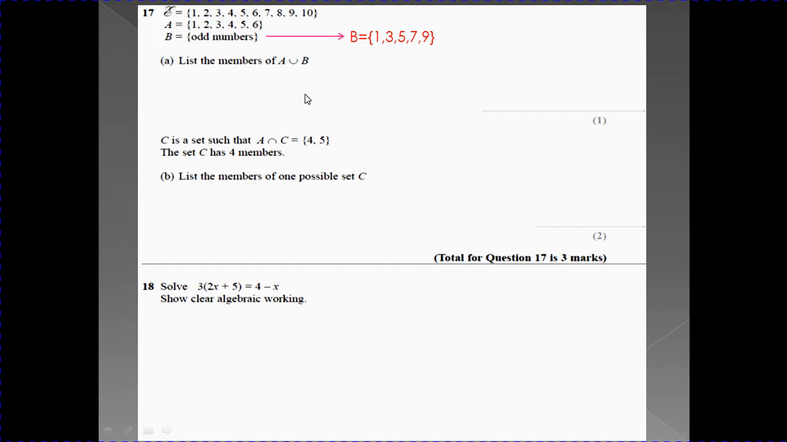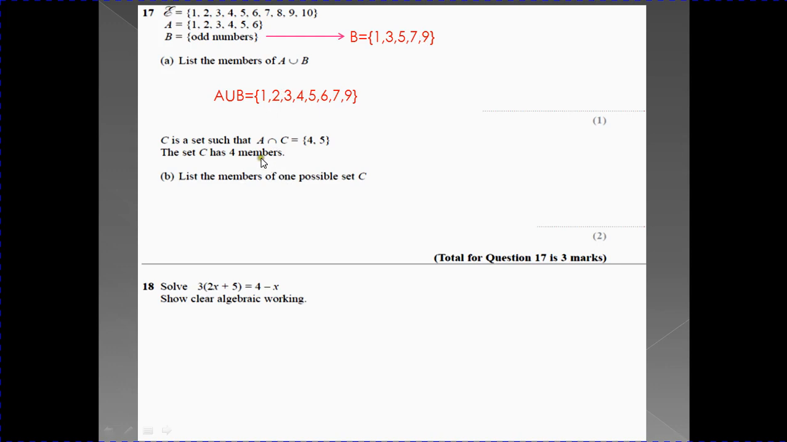Then he wants to get A union B. Then you must put all elements of A and B, but don't repeat elements. Then here it will be 1, 2, 3, 4, 5, 6, and complete from B. It will be 7 and 9. Then 1, 2, 3, 4, 5, 6, 7, and 9.